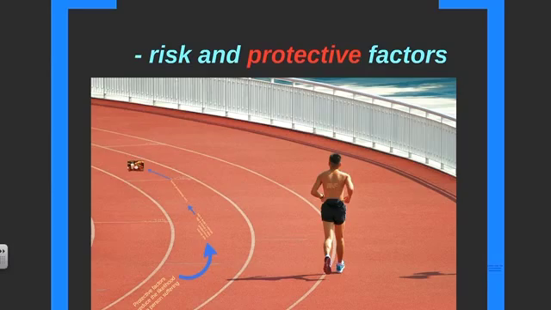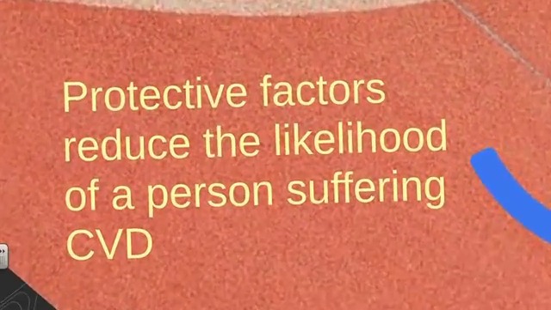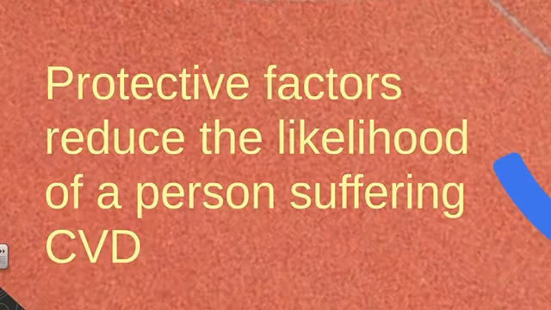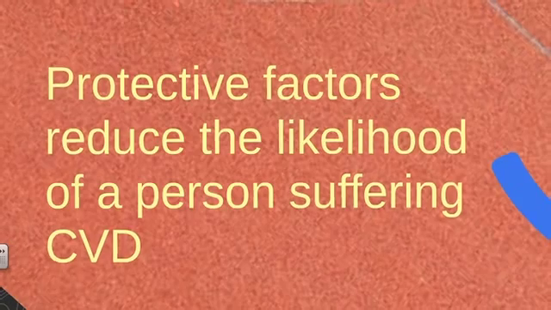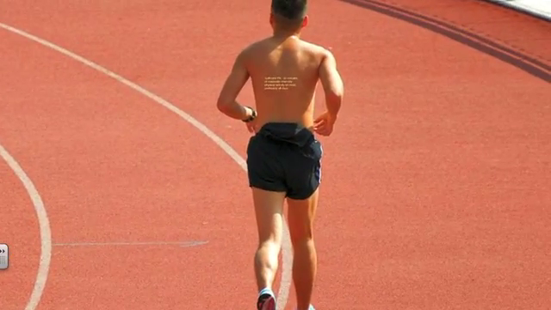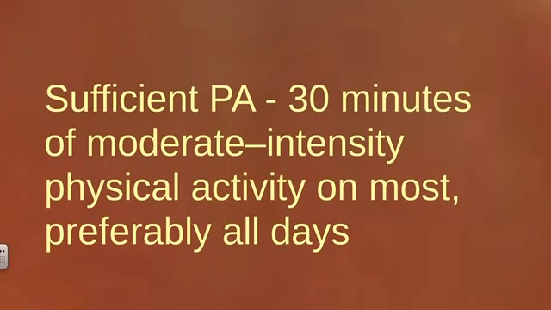Now, the flip around of that is protective factors. This is what people do well to reduce the risk of obtaining CVD later in life. And one of the number one ones here is people who are physically active. Now, the recommendations are 30 minutes of moderate intensity physical activity on most days of the week.